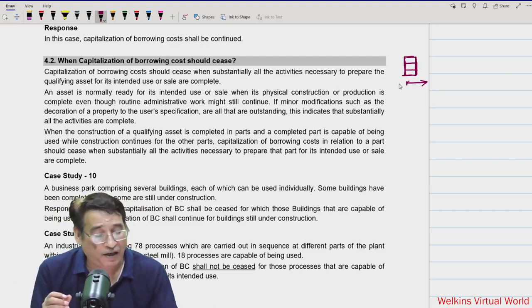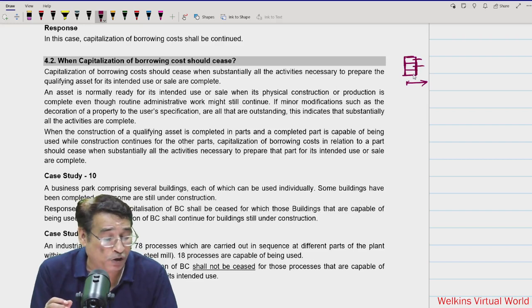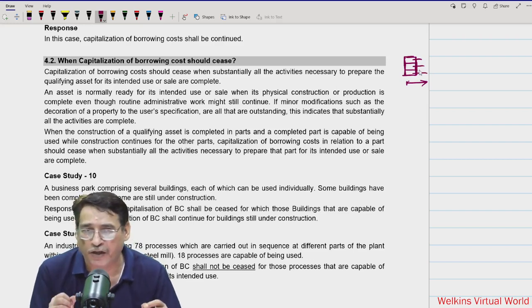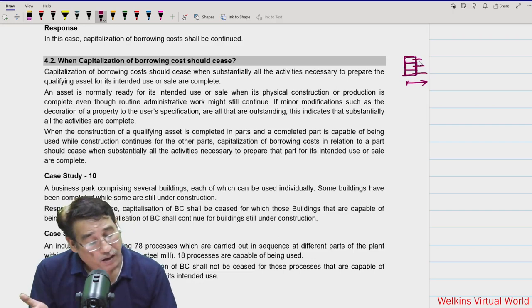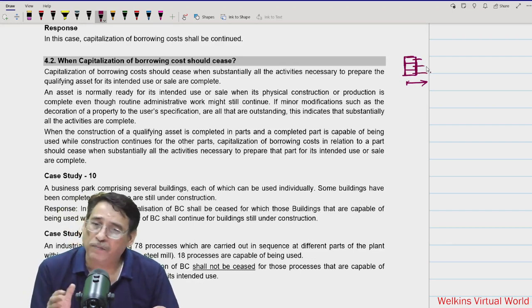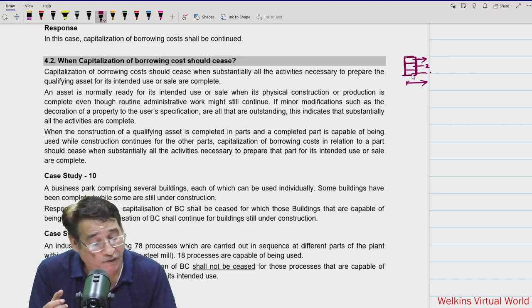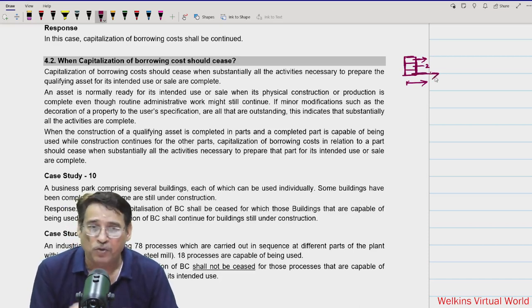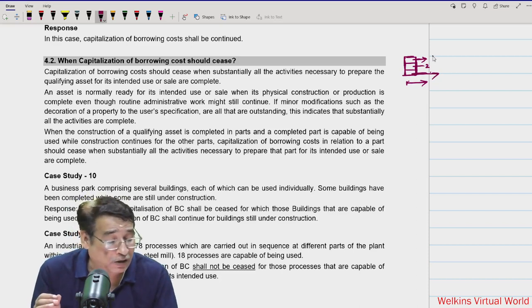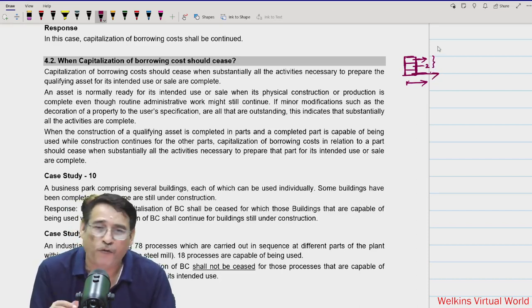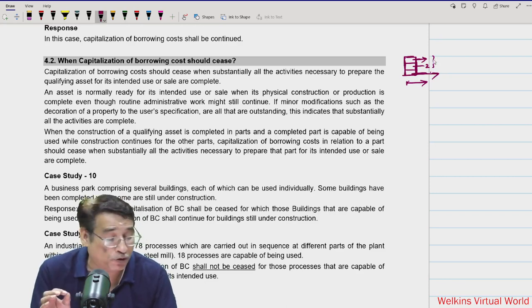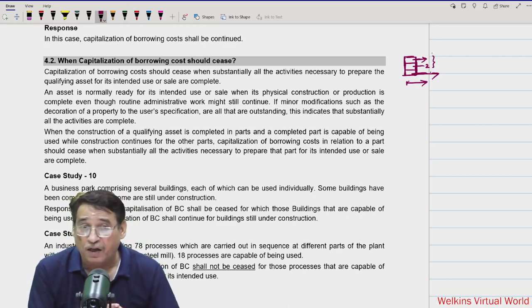Another point is that, let us say this building, as I've already told you, is a three-story building: ground floor, first floor, and second floor. Correct? Let us say all the floors are completed, then automatically nothing will be capitalized. However, let us say the first floor and second floor are completed, but work is still going on in the ground floor. So in this case, we will stop capitalizing the borrowing cost in proportion to the floors which have been completed. Is it clear to you?